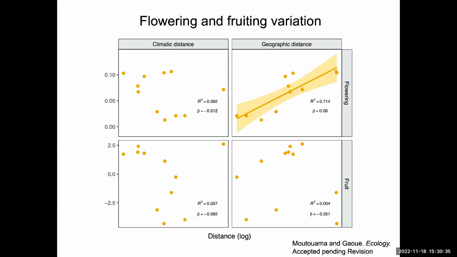What we found here is that the probability of flowering and giving fruit does not change significantly across the climatic niche, as you can see here on the left side of the graph. However, the probability of flowering increases at the periphery of the geographic range. For the probability of producing fruit, we also found no significant relationship between that probability and the geographic distance.